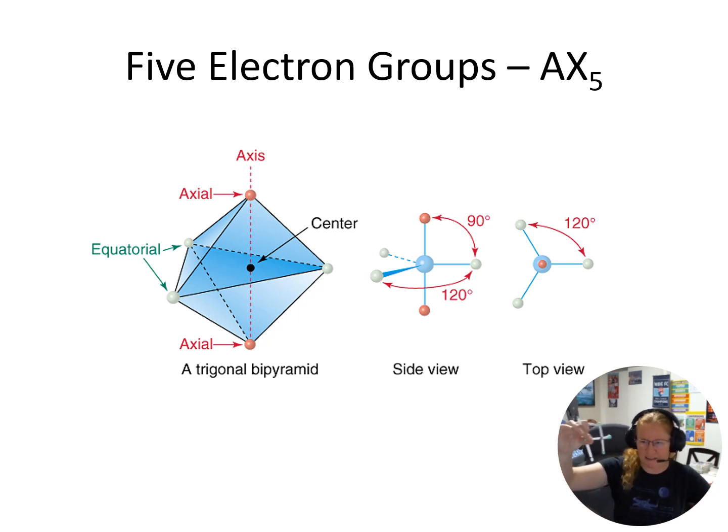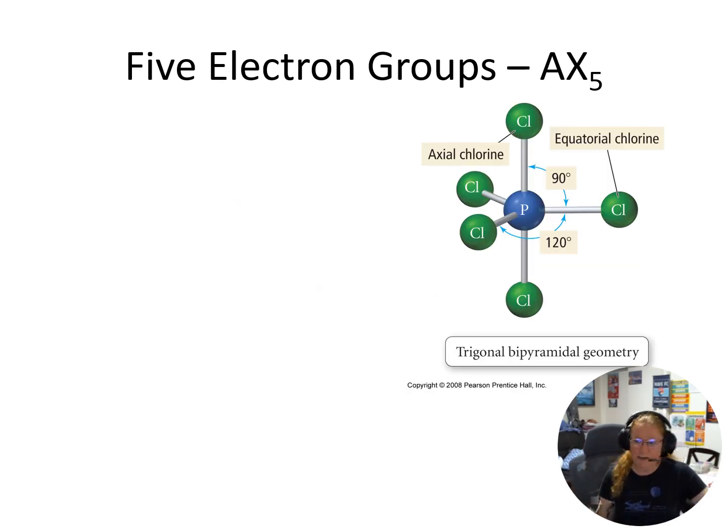Because this is where we start to get crazier. Up to tetrahedral, it's not so bad, but now we're getting kind of crazy, especially with this axial and equatorial thing.